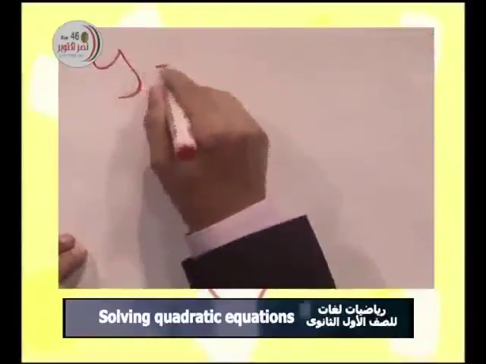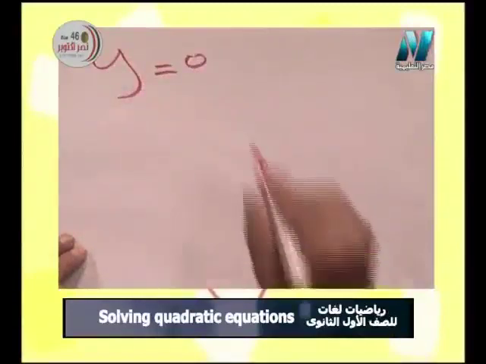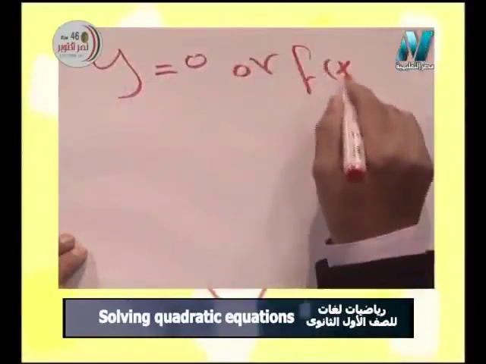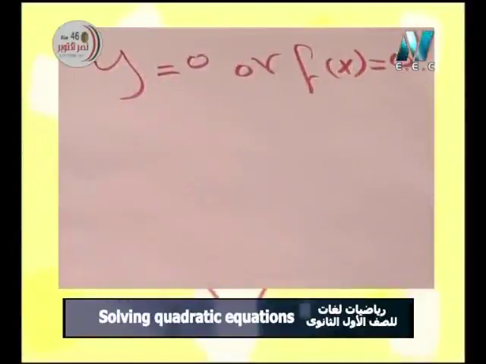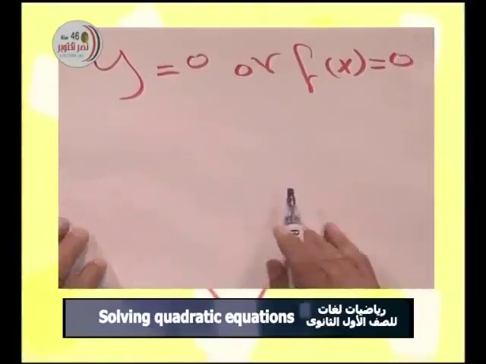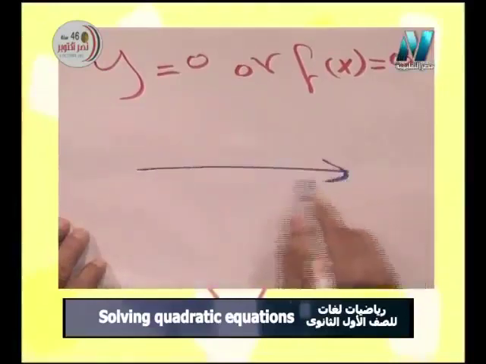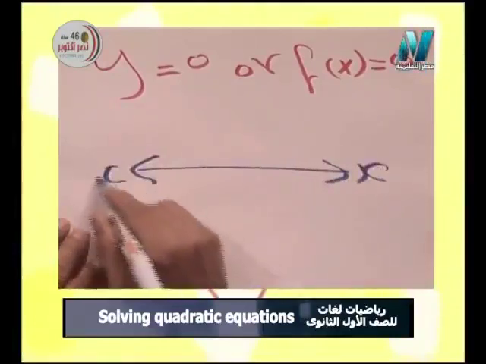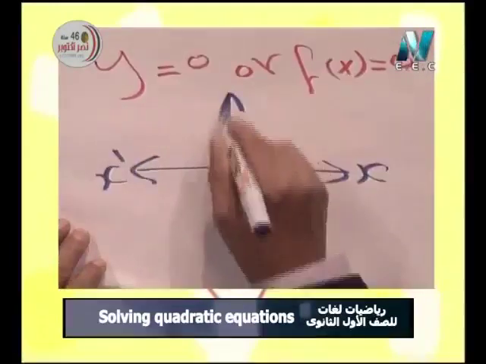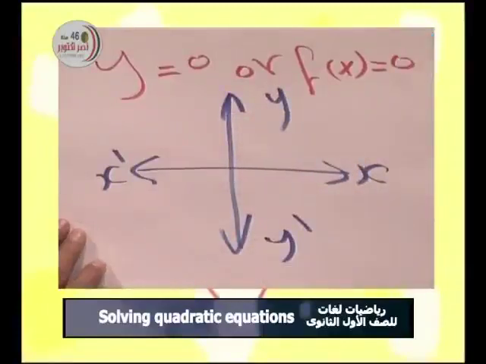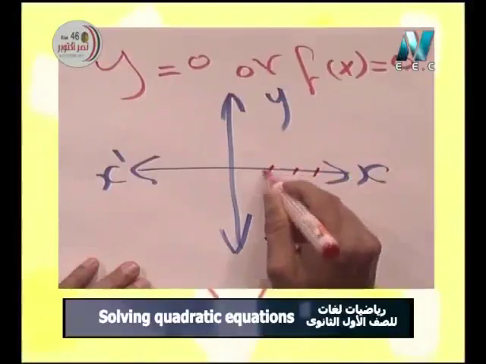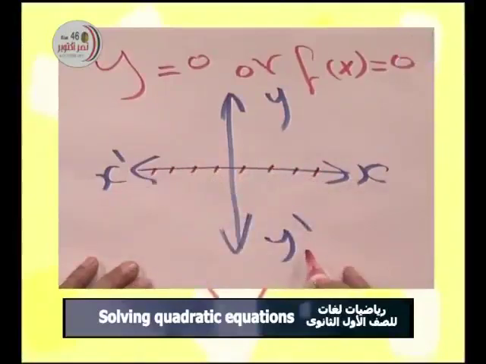And we have another meaning for y equals 0. Y equals 0, or f of x equals 0, also has a very important meaning. If we draw the x-axis like that and the y-axis like this, then y equals 0 or f of x equals 0 means each point here, so it is the x-axis.